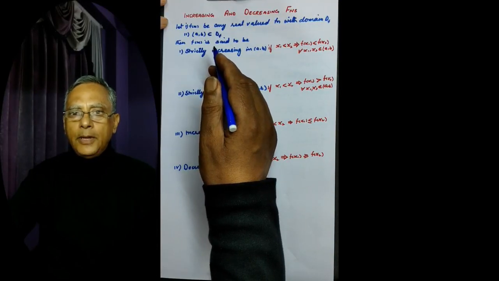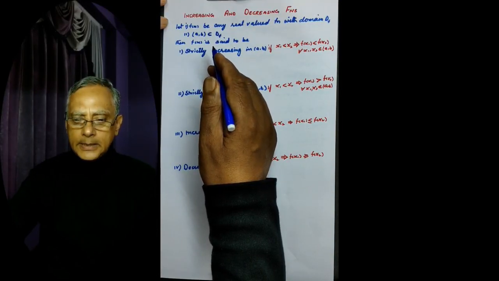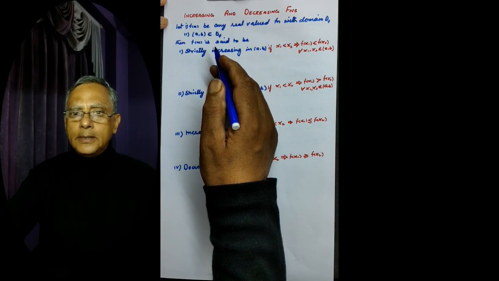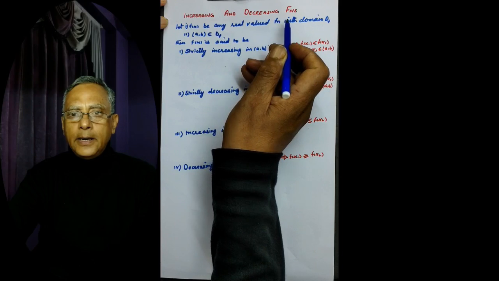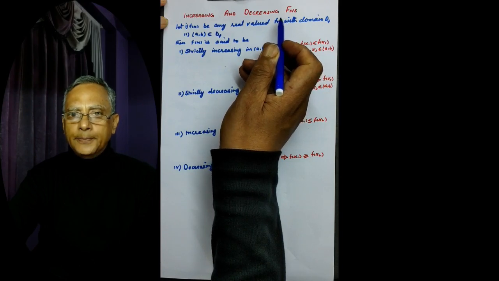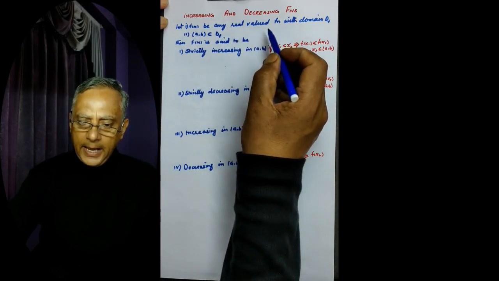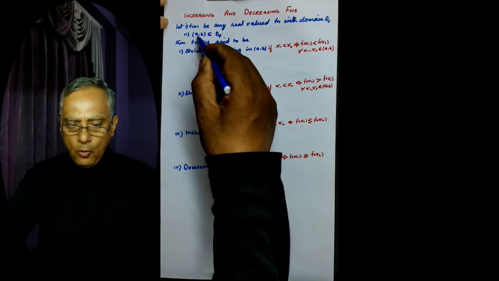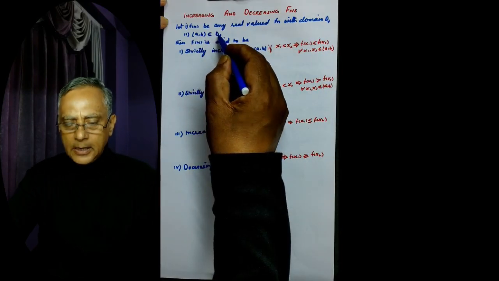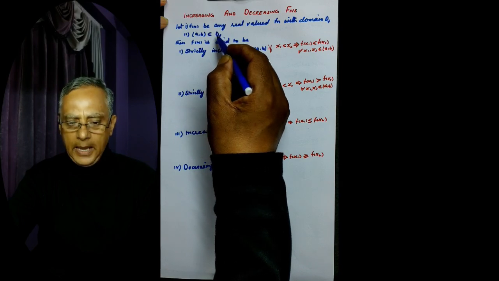The topic we are going to talk about is monotonicity, or increasing and decreasing functions. Let f(x) be any real valued function with domain D_f. Let open interval (a, b) be any subset of the domain of f.